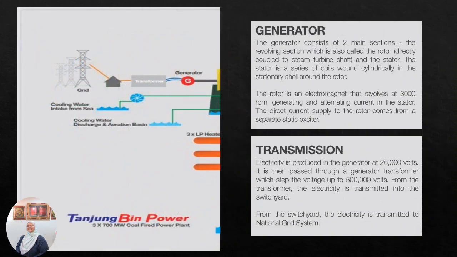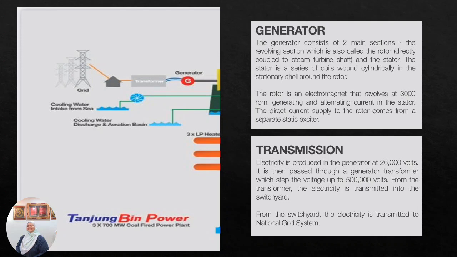Next, the generator. The generator consists of two main sections. The first is the revolving section, which is also called the rotor, which is directly coupled to the steam turbine shaft, and the stator. The stator is a series of coils wound cylindrically in the stationary shell around the rotor. So the rotor is an electromagnet that revolves at 3000 RPM, which generates an alternating current in the stator. The direct current supply to the rotor comes from a separate static exciter.